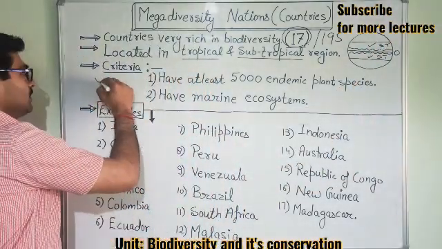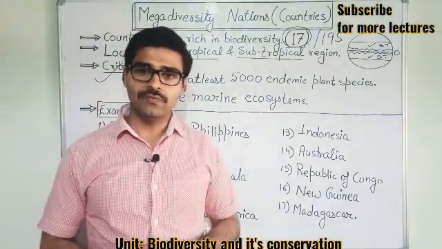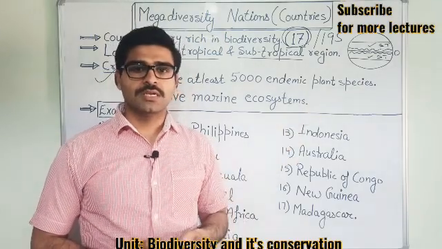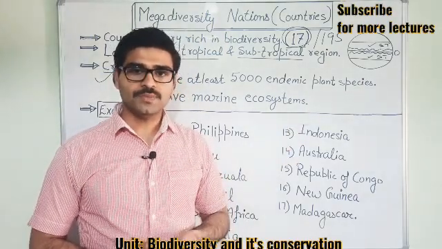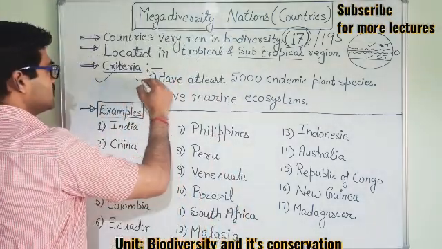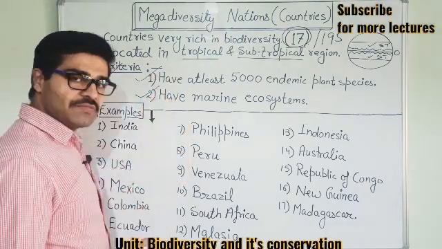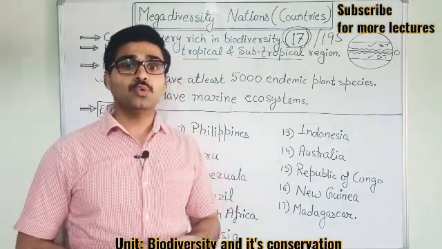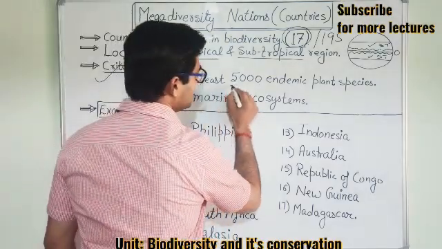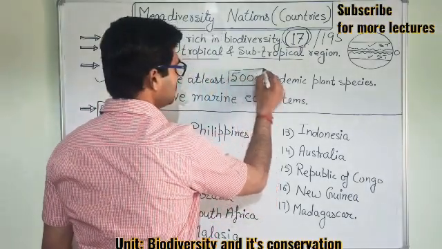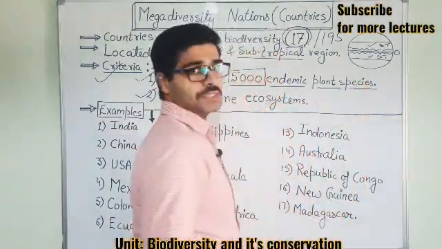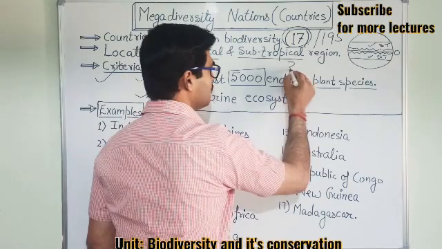Now the question is why, out of the 195 countries, we have selected only 17 countries for this megadiversity concept. So remember two points: what are the criteria for selecting only 17 countries? You should remember two criteria. First, the country should have at least 5,000 endemic plant species.